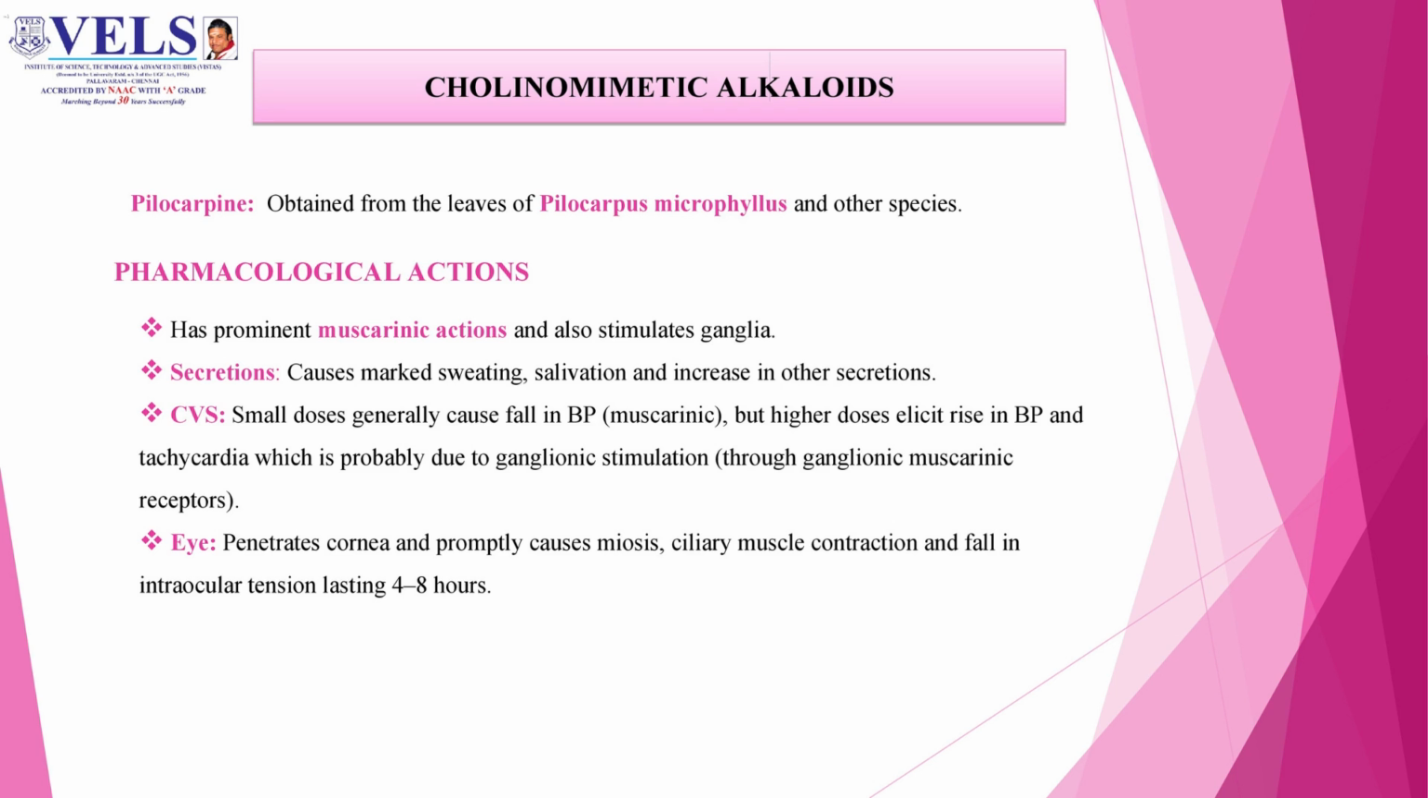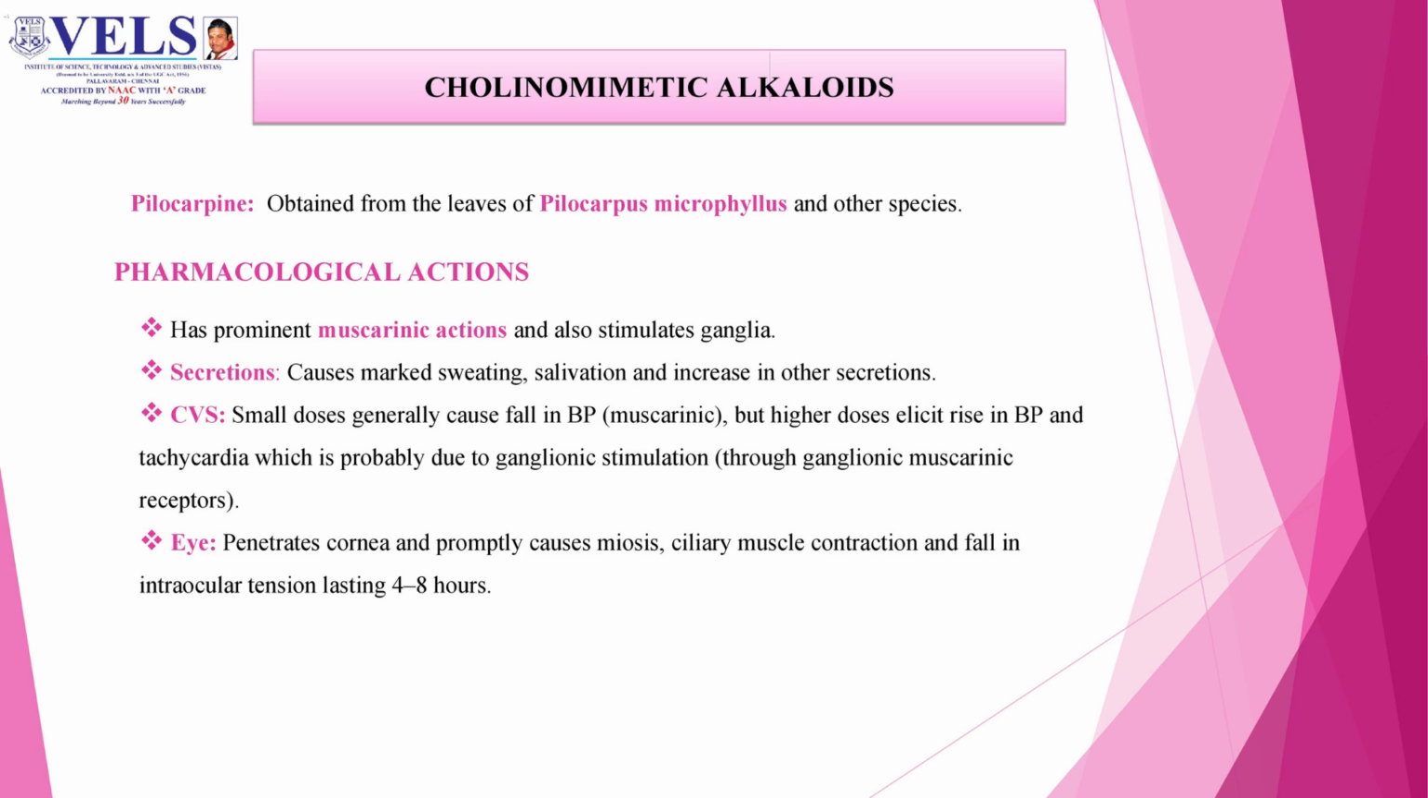Next, we will move on to the cholinomimetic alkaloids. Under that, we are going to discuss pilocarpine. Pilocarpine is a drug obtained from the leaves of Pilocarpus microphyllus and other species. Its pharmacological actions include prominent muscarinic action, and it also stimulates the ganglia. The secretions produced by pilocarpine include increased sweating, salivation and other secretions.